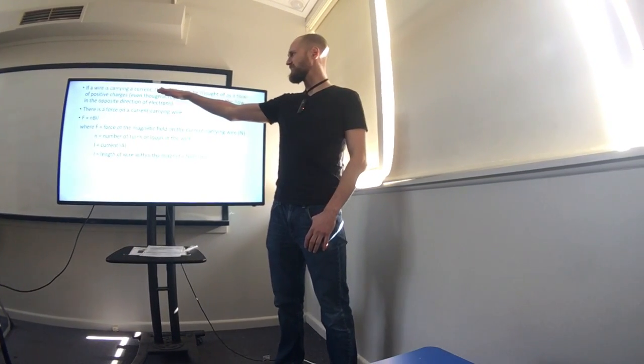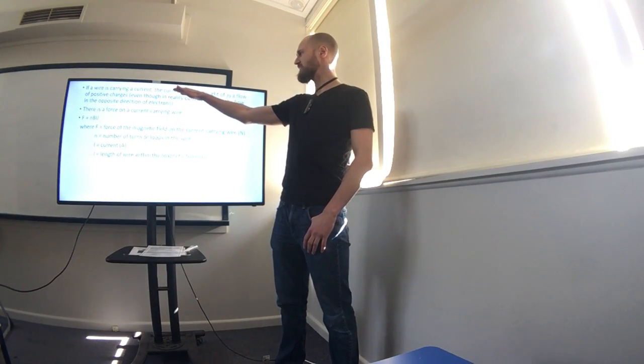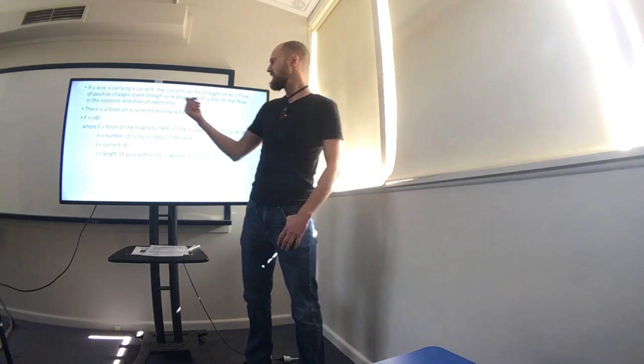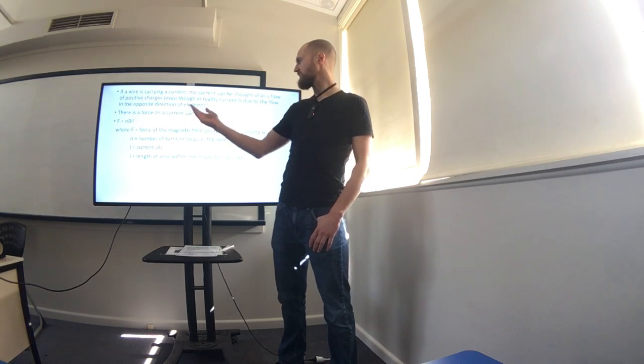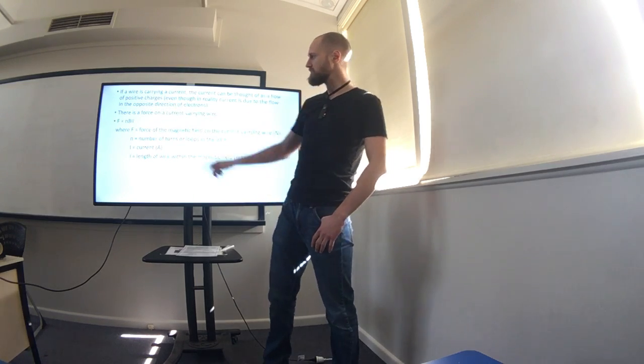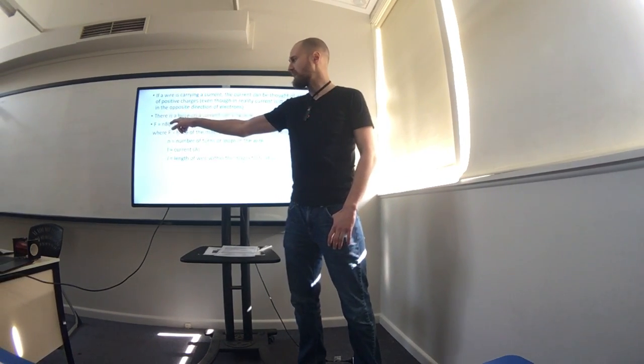So if a wire is carrying a current, the current can be thought of as a flow of positive charges, like I've been mentioning, even though in reality current is due to the flow in the opposite direction of negative charges. There is a force on a current carrying wire. We calculate the magnitude of that force using this equation, F equals NBIL.